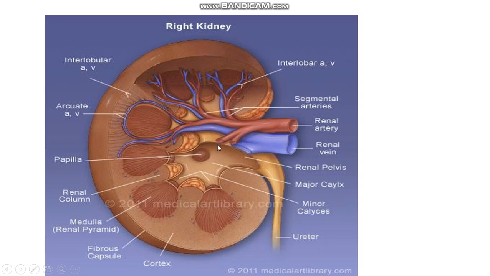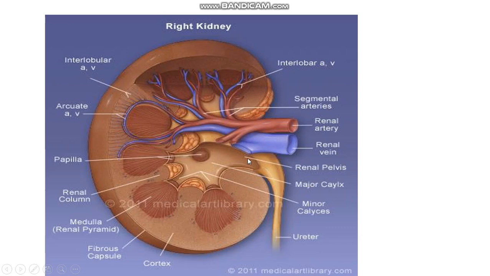leads to a space, which is known as the renal sinus. The renal sinus is occupied by the upper expanded part of the ureter. So here the ureter enters. The upper part of the ureter occupies the renal pelvis. So this structure is the renal pelvis, and here the upper part of the ureter occupies.